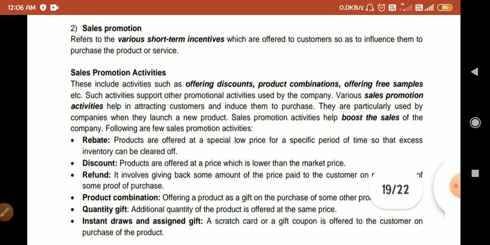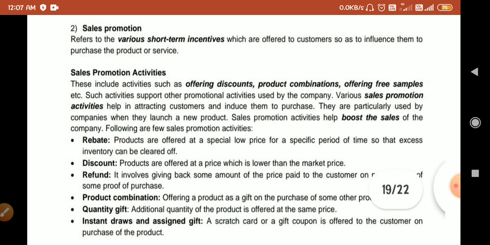The product is offered by the marketer at a lower than its par value. Refund: it involves giving back some amount of the price paid by the customer, based on the proof of purchase. Product combination: they offer a gift with some products, like oil and a comb.